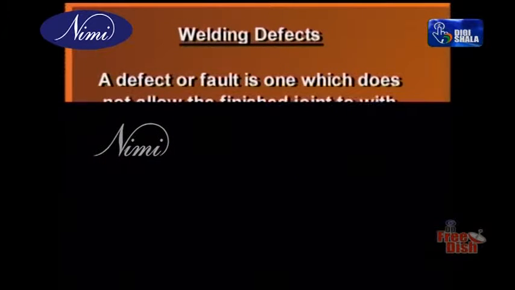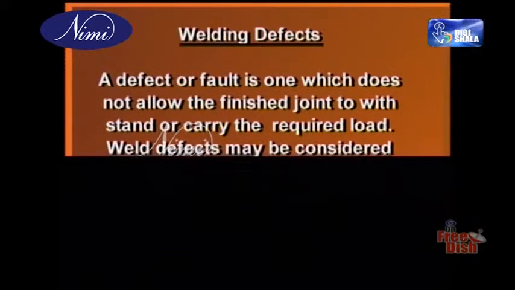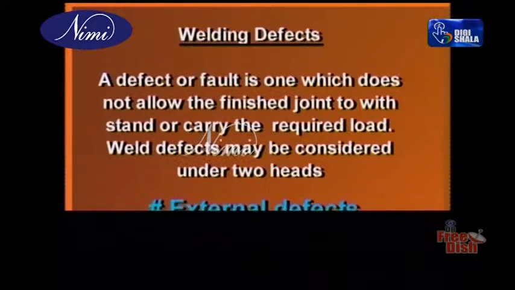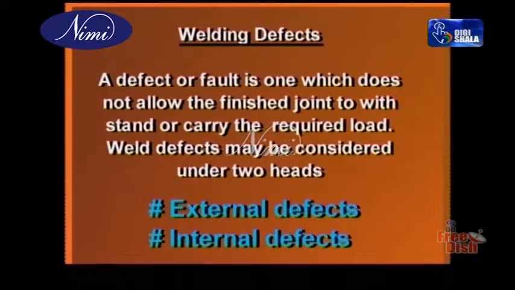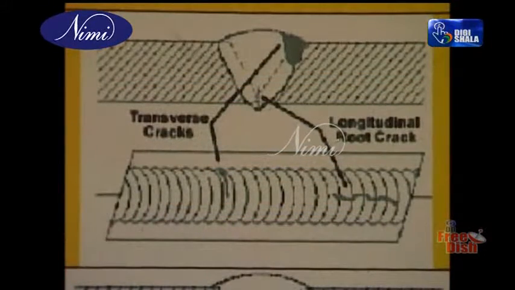Shall we learn in detail about these welding defects? Welding defects. A defect or fault is one which does not allow the finished joint to withstand or carry the required load. Weld defects may be considered under 2 heads: external defects, internal defects. Let us now study some of the defects in welding.